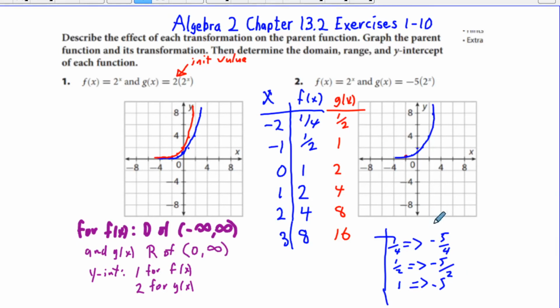So what it's going to look like is this. We got negative 2 is negative 5/4. Negative 1 is negative 5/2, so that's going to be about down here. And 0 is going to be negative 5. So it's going to look something like this. Down and really steep. A lot steeper.